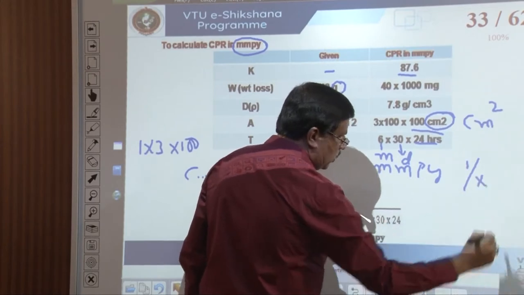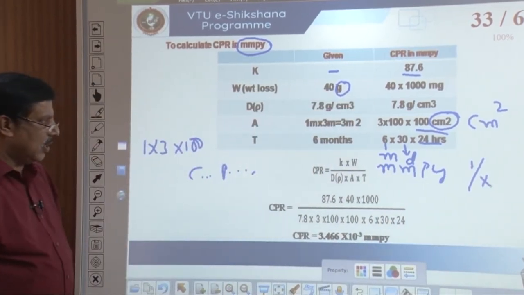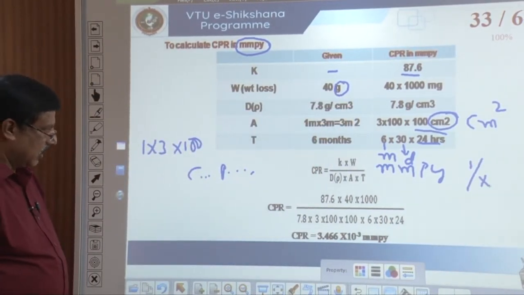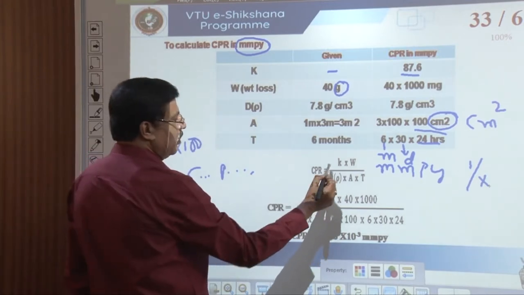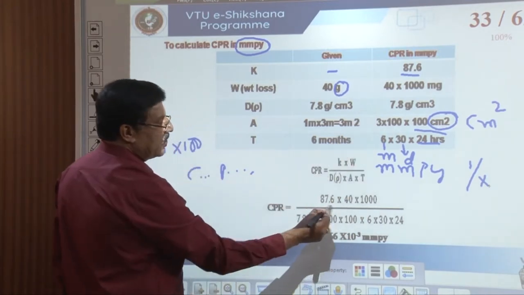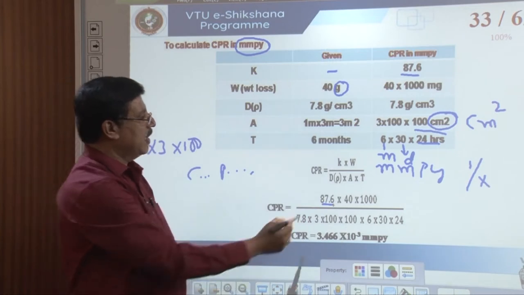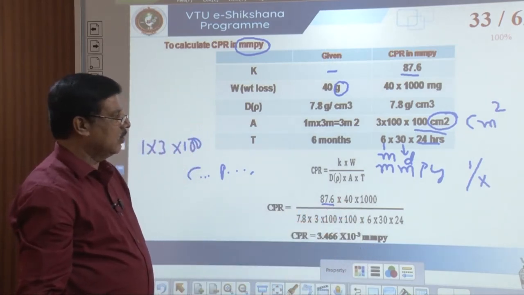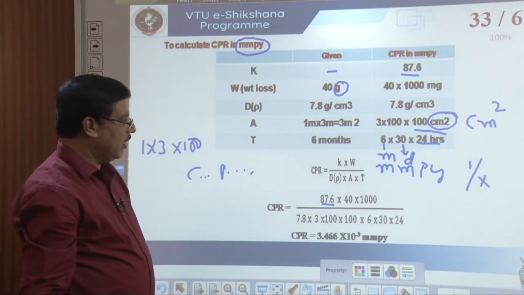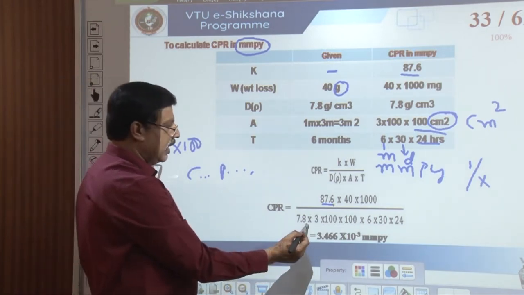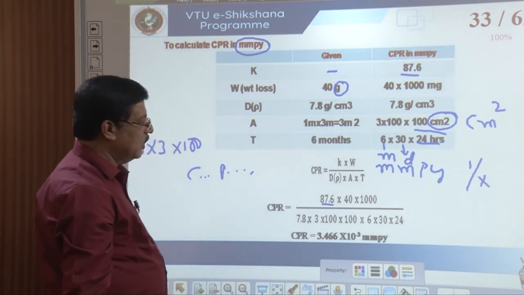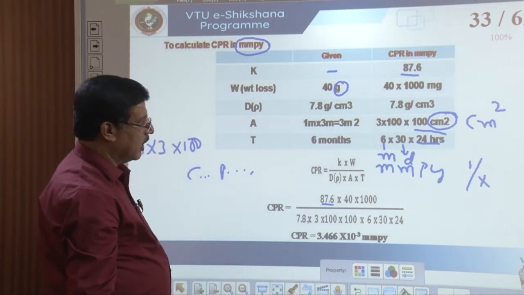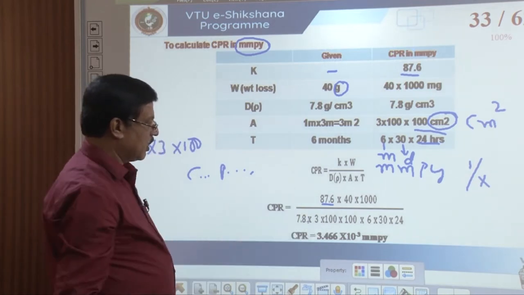What are the marks assigned to this question? You have to write the relation, whether it is wrong or right. Next line, you have to substitute the value. K is 87.6. Then W is 40 gram into 1000, that is 40 into 10 to the power of 3 milligrams. And this is D of rho, 87.8 into 3 into 100 into 100. This has to be converted into centimeters.